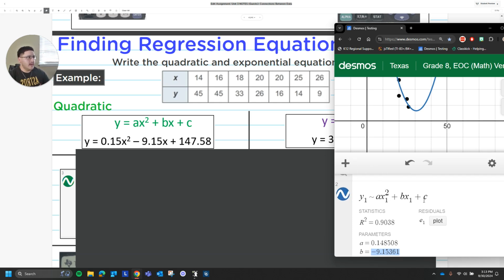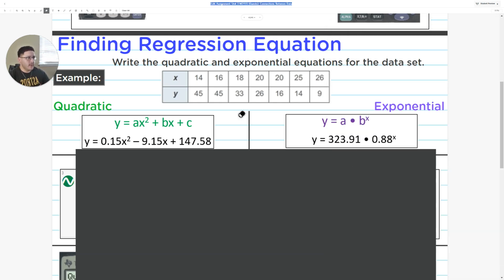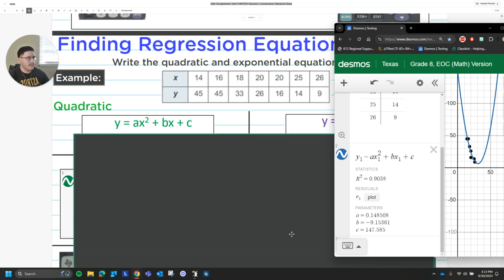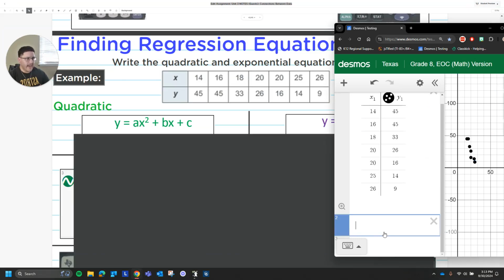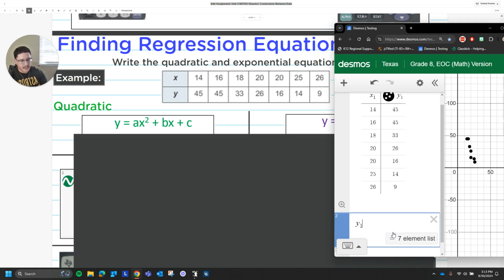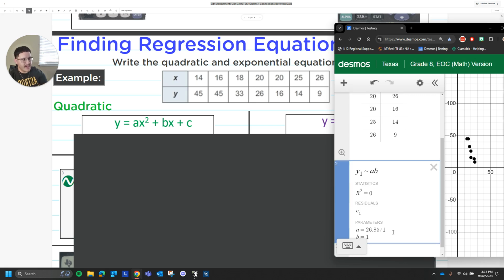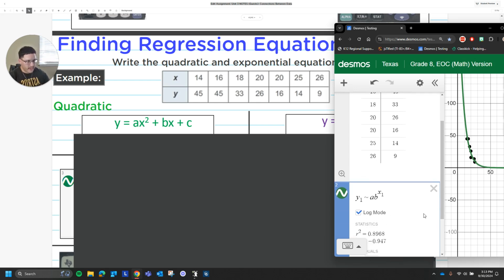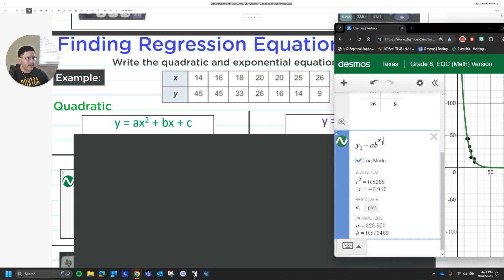Now, if we want the exponential, we do the following. I'm going to exit out of that, go back to line 2, and then type the following. y1 squiggly a b raised using the up arrow on 6, and then x1. I'm going to make sure log mode is highlighted, and there it is. A should be 323.9. B should be 0.88 about.